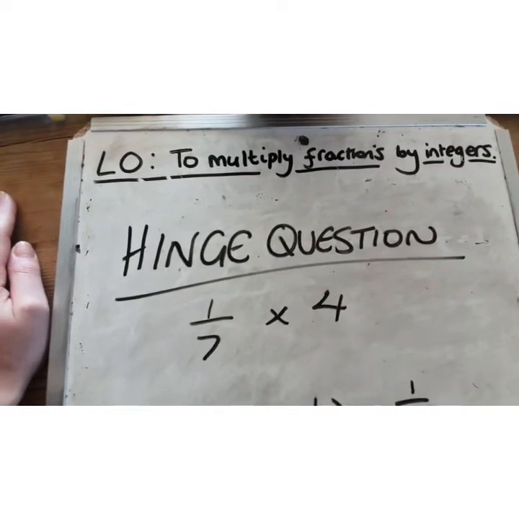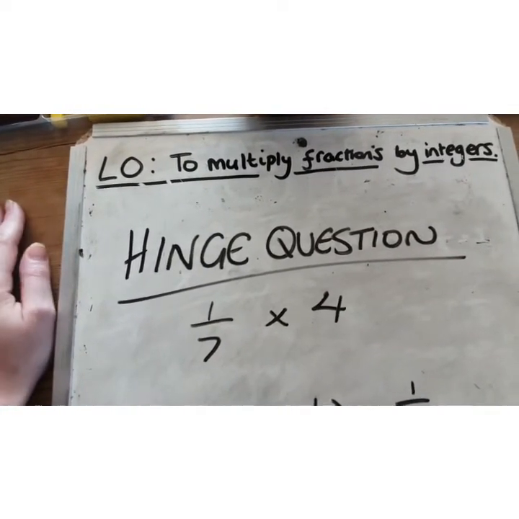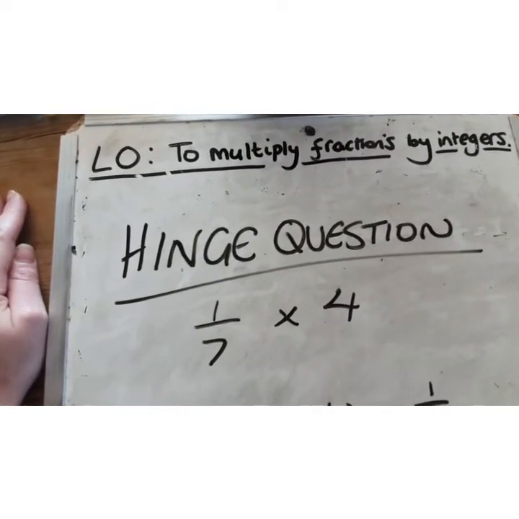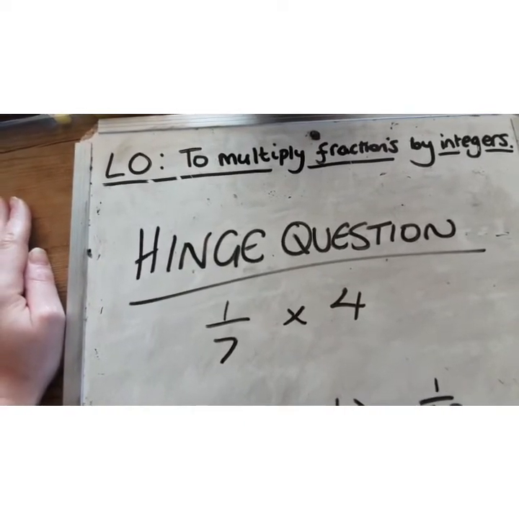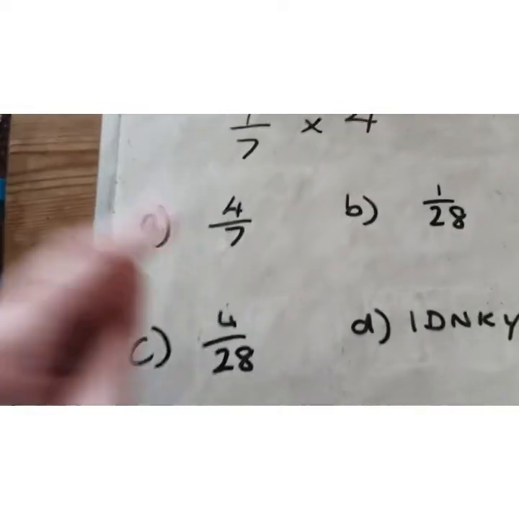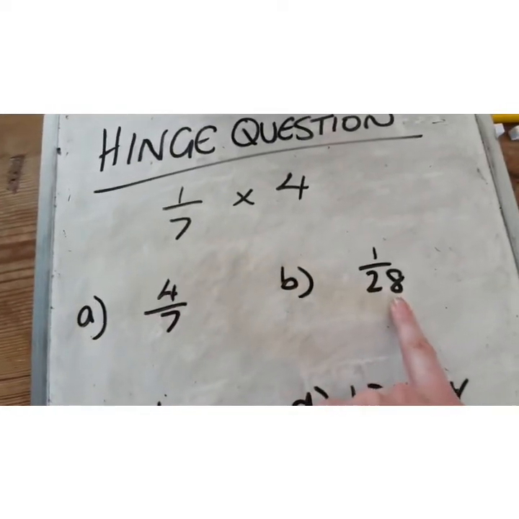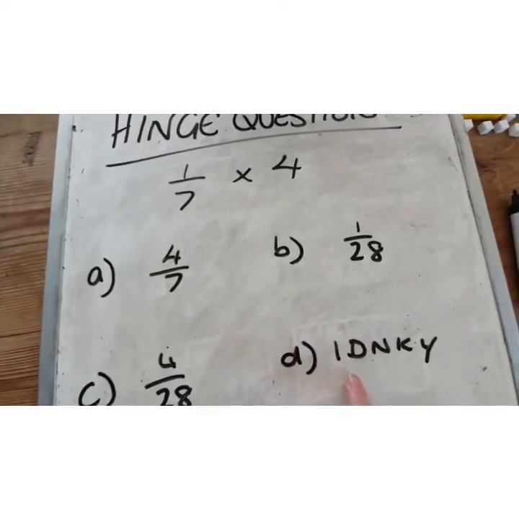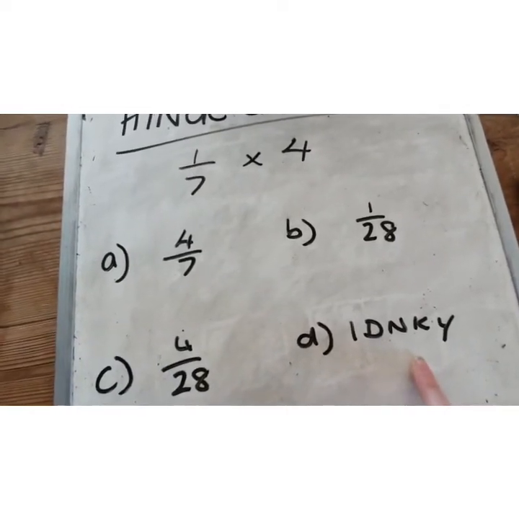1/7 times 4. I want you to have an answer in your head before I show you the multiple choice answers. And if you see the answer that's in your head, then I want you to stick with it and see if you get it right. Okay, 1/7, 4 times. 1/7 add 1/7 add 1/7 add 1/7, if you want to do repeated addition. Is it A, 4/7? Is it B, 1/28? Is it C, 4/28? Or D, I do not know yet, so I may go back and watch the video again, or I may see if I can have an adult to help me.